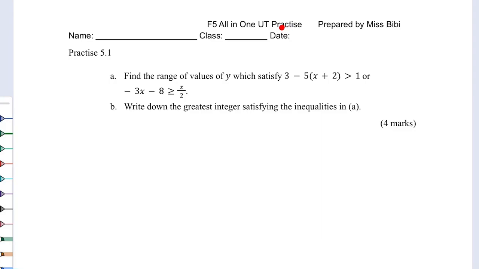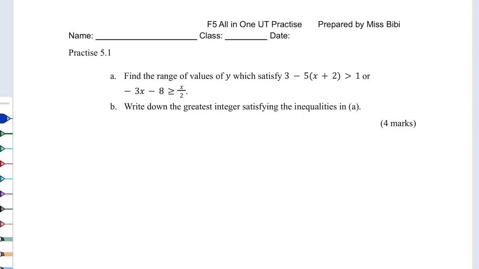This is the Form 5 UT practice, and this practice is about inequalities. Inequalities is a very important topic in your exam because it has at least 6 marks, I think more. 4 is here and there are some others in the other questions. Anyway, this is not the hardest topic, one of the easier topics, because you just have to open up the brackets and then find the solution. But you are given two different inequalities, and you have to find the solution from each and then in the end combine them.